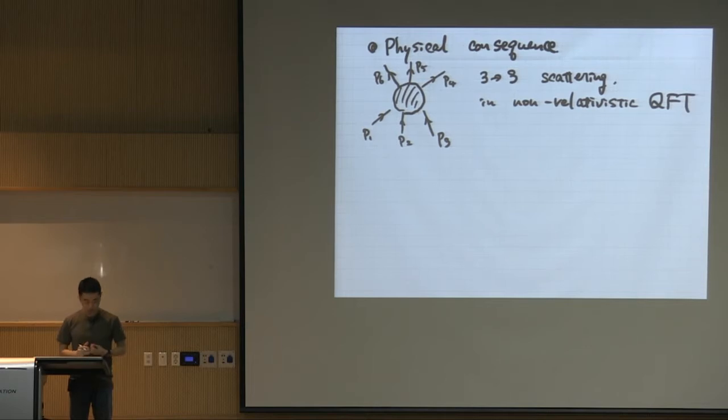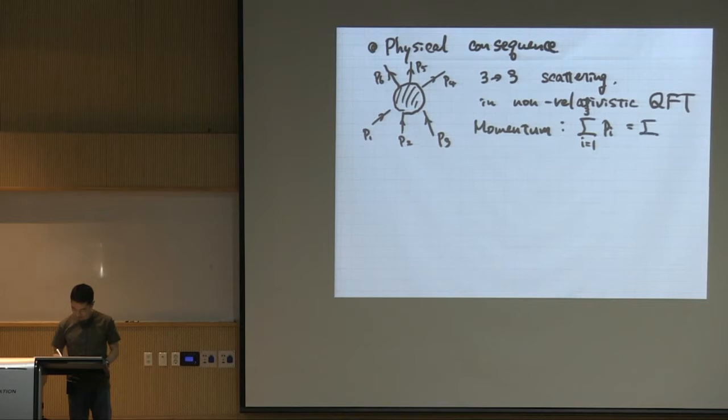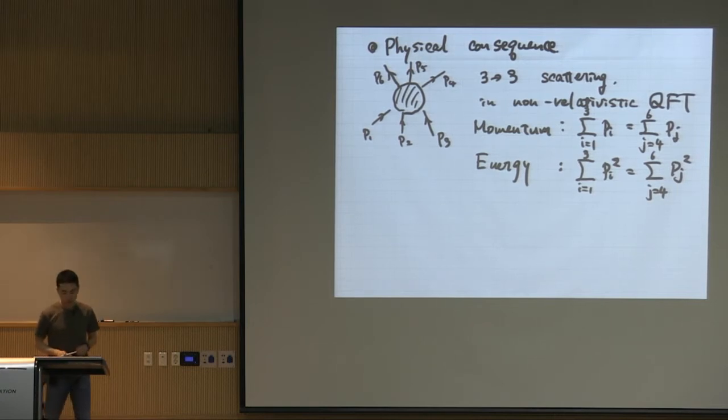And what do we know about this 3-to-3 scattering? One thing we know is that in general quantum field theory there should be momentum conservation, which means that if you sum the momenta Pi from 1 to 3, it should match the sum of the momenta for the outgoing state. Another thing we know is the energy conservation. Here I'm talking about non-relativistic quantum field theory, so essentially the energy is just given by P squared. So in addition to the momentum conservation, I also have this equation. This is always true, even for non-integrable quantum field theory.